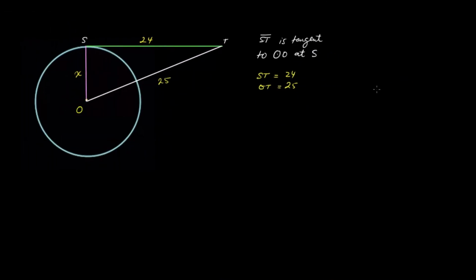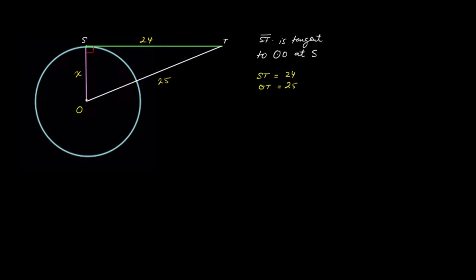Okay, here's another question. This is the given information. Segment ST is tangent to circle O at S. So this is a tangent segment ST, and it's tangent to circle O at this point S. That's important because then we can say directly that that's going to be perpendicular right there, a 90-degree angle. And we're given that ST here is 24 and OT is 25.